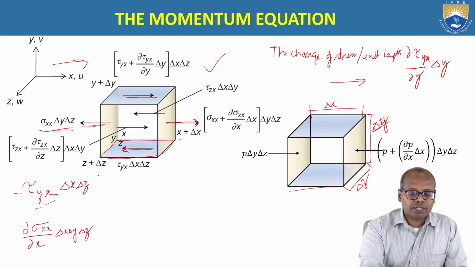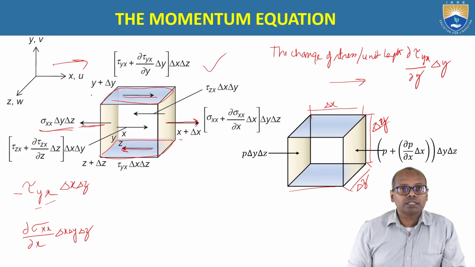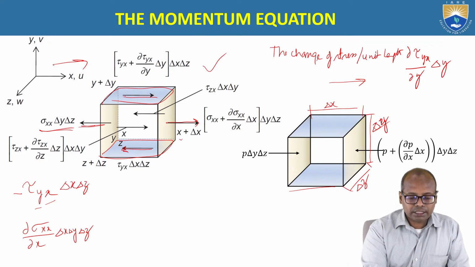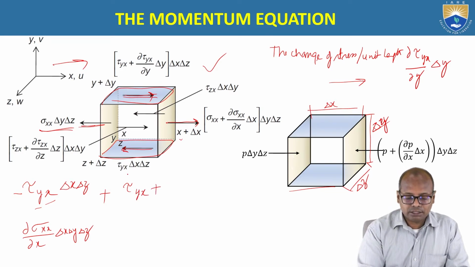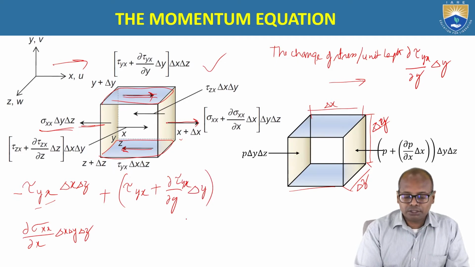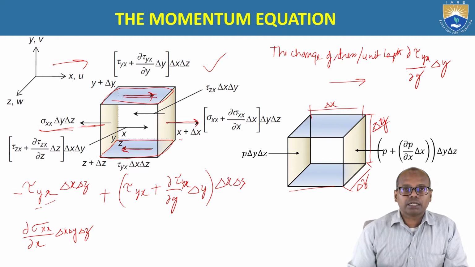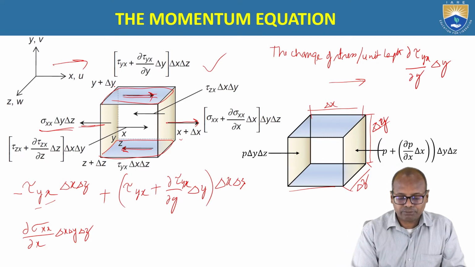Now the top face, what is acting on the top face? It is acting in positive x direction. So I can write it as a positive one, tau yx. This is the initial value and there is a change in this. So what is the change? Dou by dou y of tau yx into delta y into delta x delta z. This area is delta x delta z.